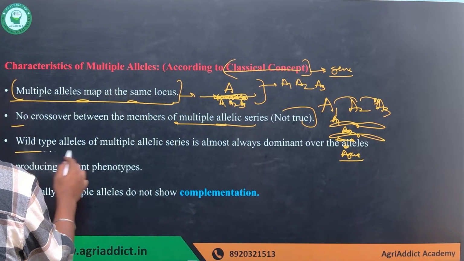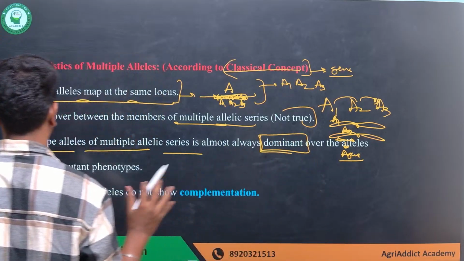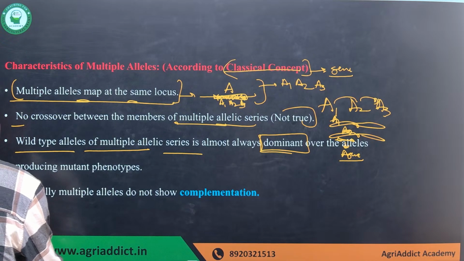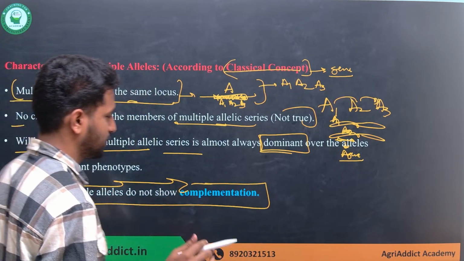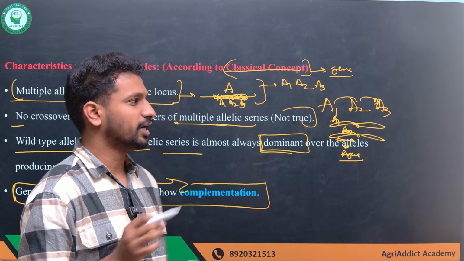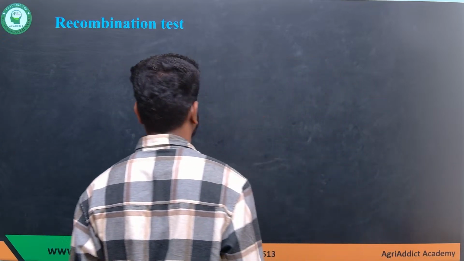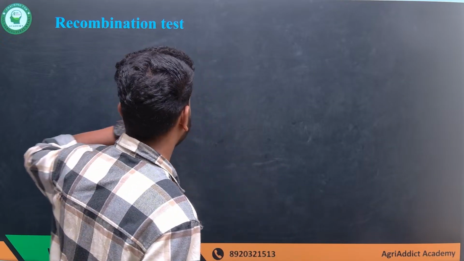Next, the wild type allele of a multiple allele series is always dominant. That was another point of the classical concept. And the last point, multiple alleles do not show complementation. These are the four important points known from the classical concepts. But based on a deeper understanding of the gene, these concepts have changed gradually, which I'll discuss.